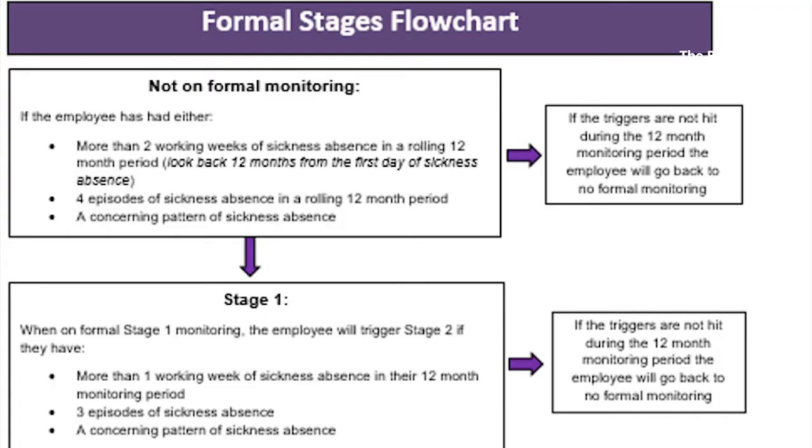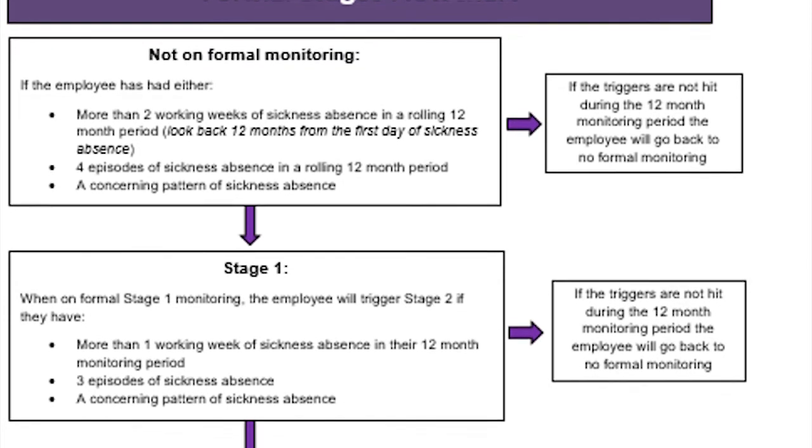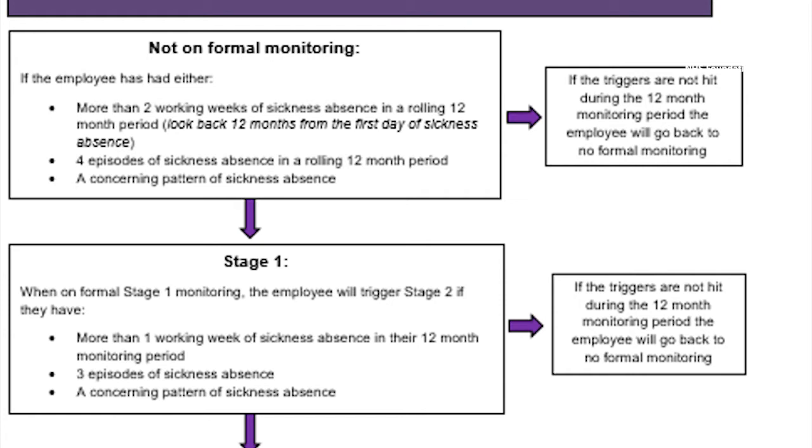Formal stages. If you look in the toolkit, there's a formal stages flowchart in there that makes sense of when to escalate to the next formal stage. So stage 1, to trigger that, a member of staff either has to have 4 episodes of absence in a 12-month period, exceed 2 working weeks of absence in that 12-month period, or have a concerning pattern.